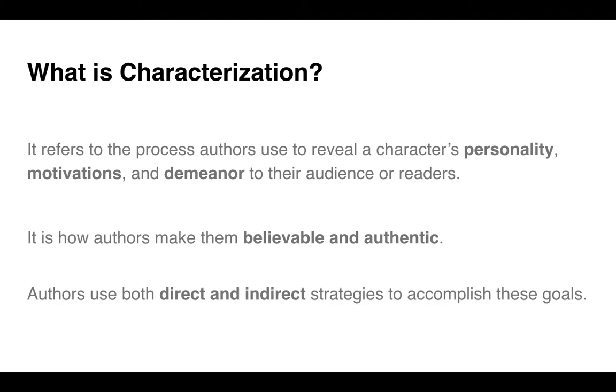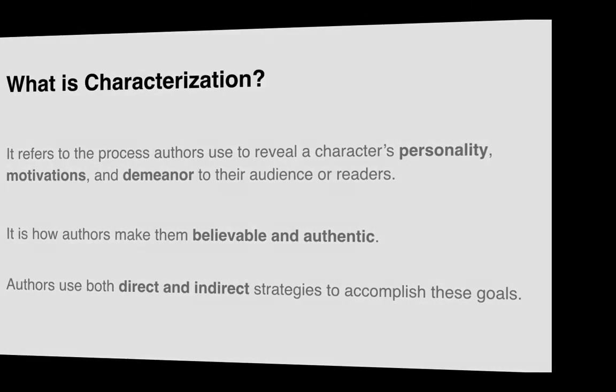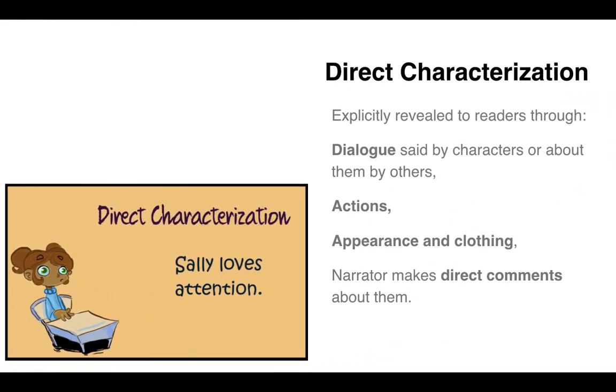Authors use both direct and indirect strategies to accomplish this. So direct characterization is told explicitly or overtly to readers through dialogue, what they say or what is said about them directly, and their actions. If they act like a bad person, then they're overtly or directly characterized that way. What they wear, their appearance, their accessories, what do those things tell about them directly? And then sometimes the narrator will directly make comments about them.